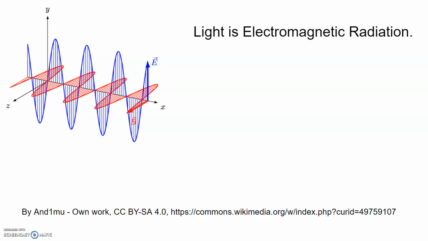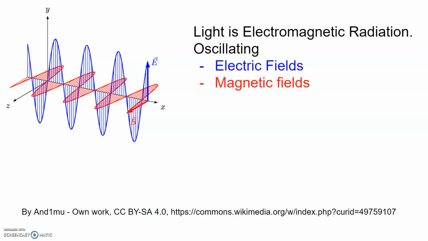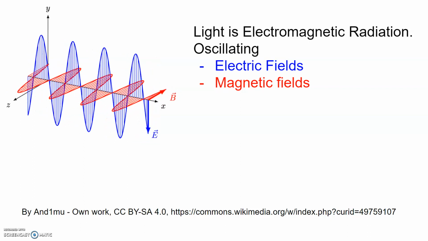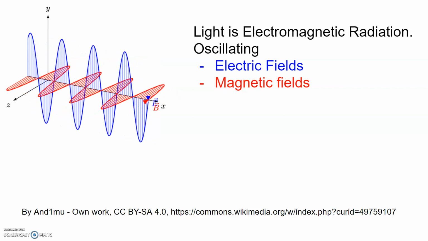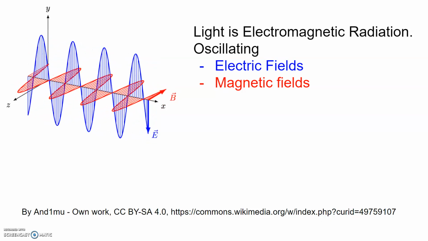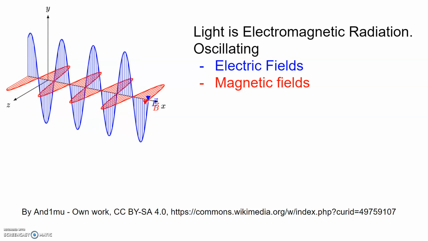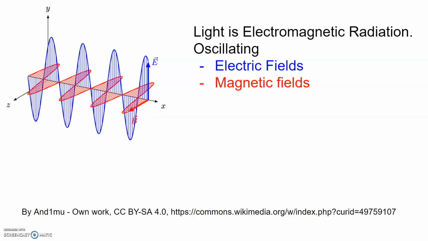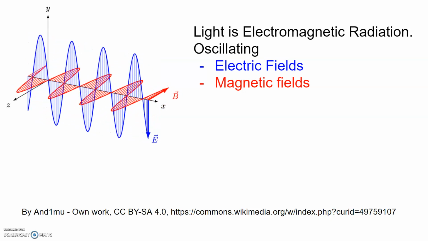Light is known as electromagnetic radiation. And it's known as electromagnetic radiation because it is made of oscillating electric fields and magnetic fields. The electric field, which is shown here in blue, is oscillating in the X and Y plane, and the magnetic field, shown here in red, is oscillating in the perpendicular XZ plane.